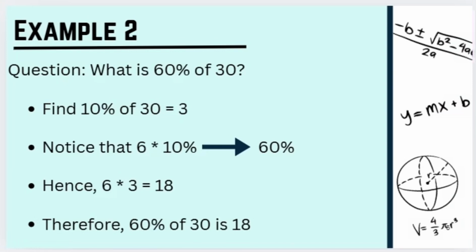Now notice that we want to find 60%, right? That means 6 times the 10%, and the 10% of 30 gave us 3. So we only need to multiply 3 by 6, and the answer is 18. So this tells us that 60% of 30 is just 18. See how the magic works.